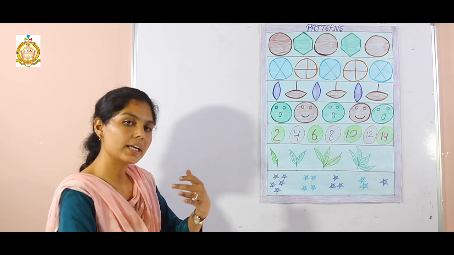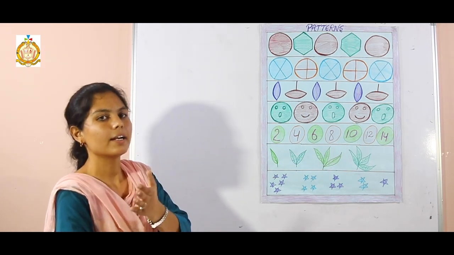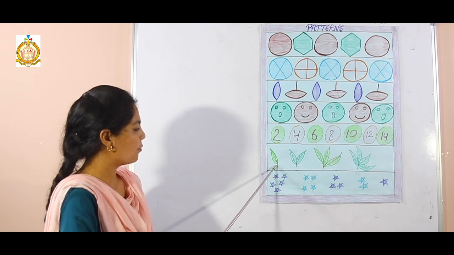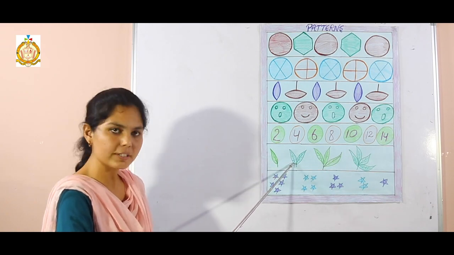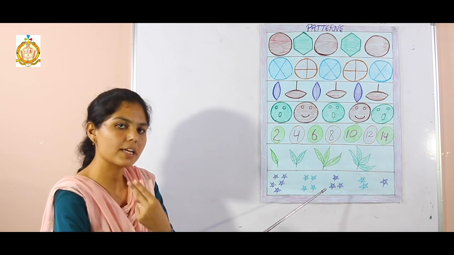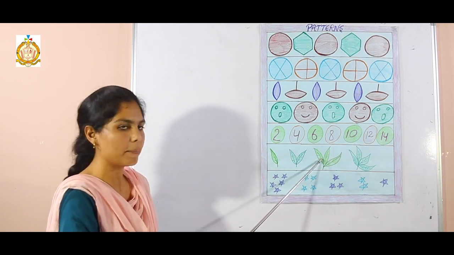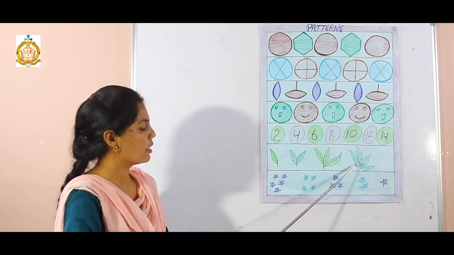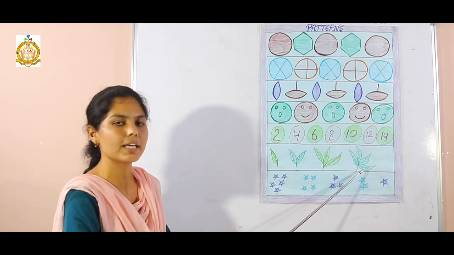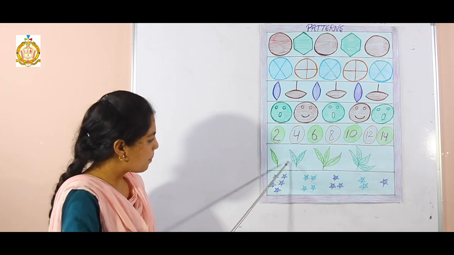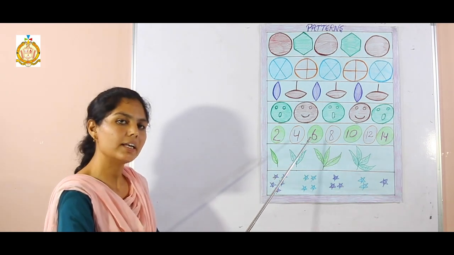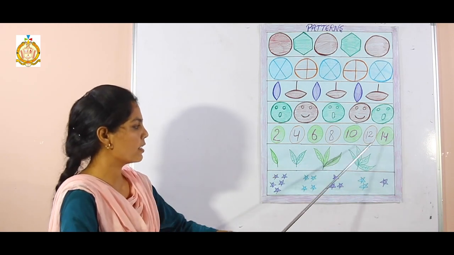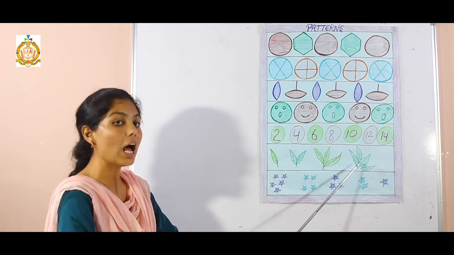A pattern can be in increasing order and also in decreasing order. See, in the next pattern there is one leaf, then the leaf is repeated but the number of leaves is 2. Again the leaf is repeated but the number of leaves is 3. Again the leaf is repeated but the number of leaves is 4. Means this is a pattern and it is in increasing order.